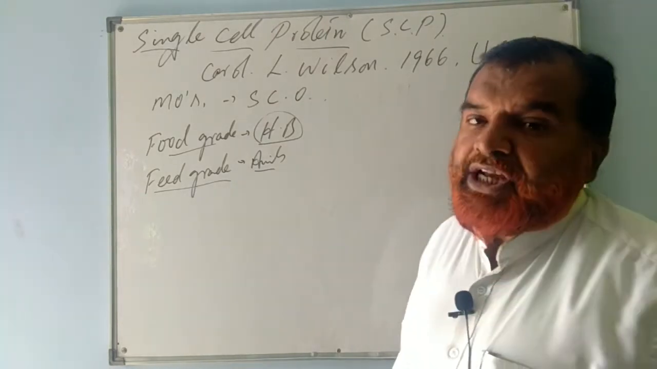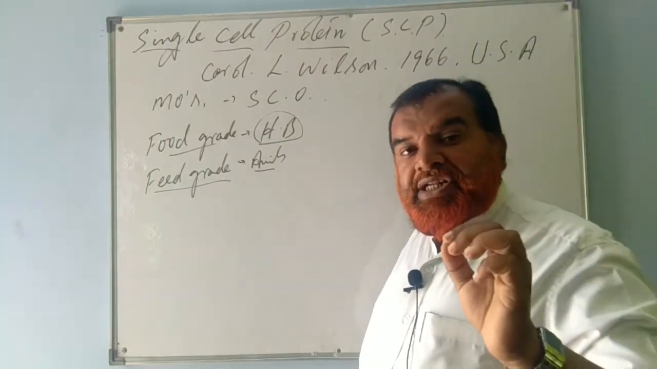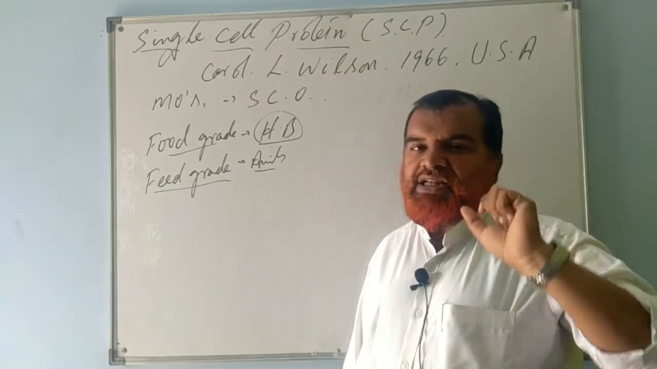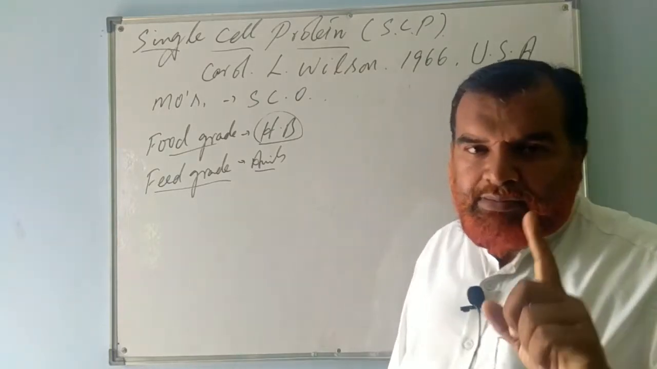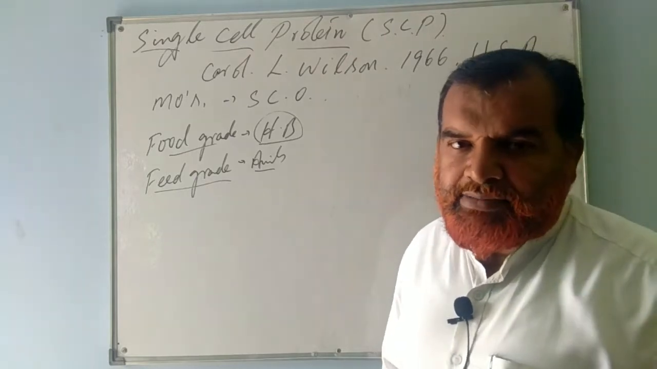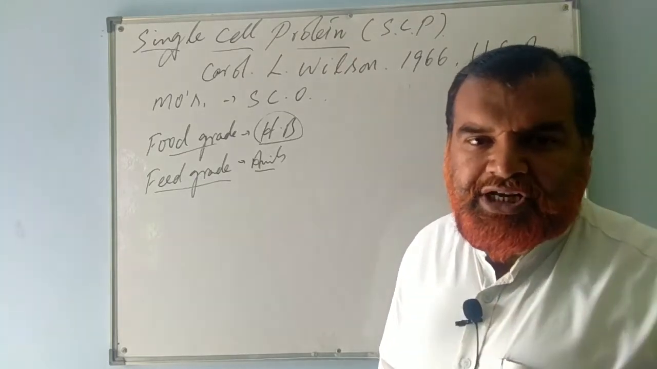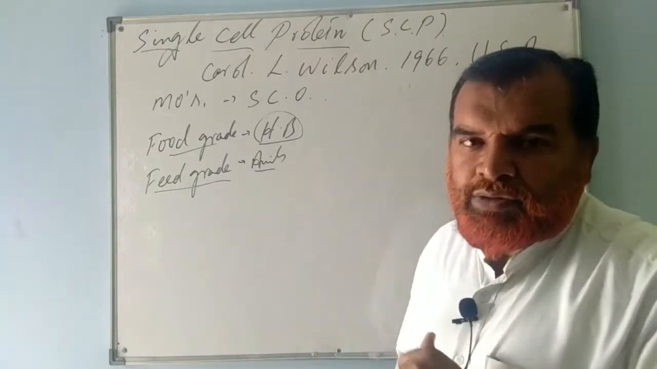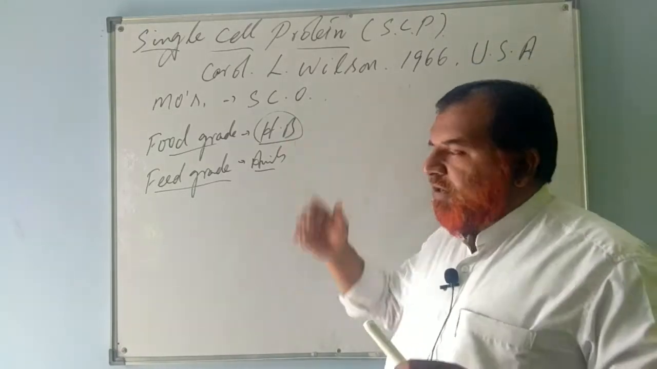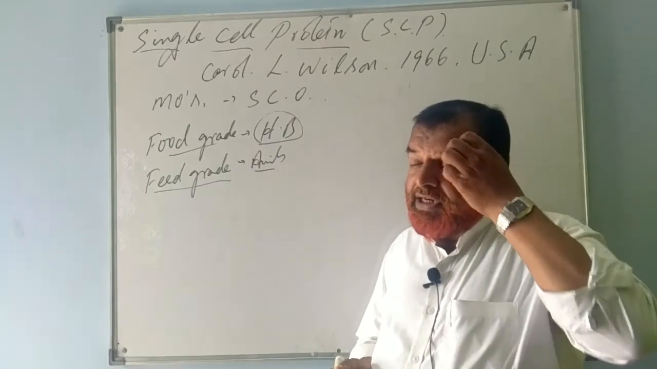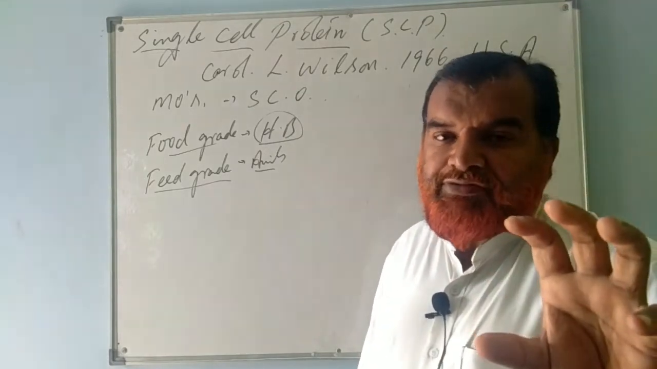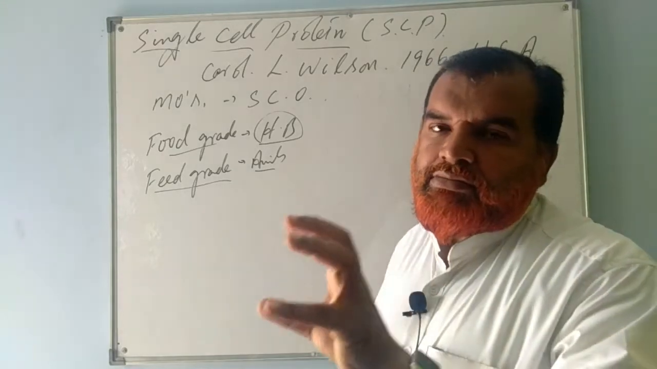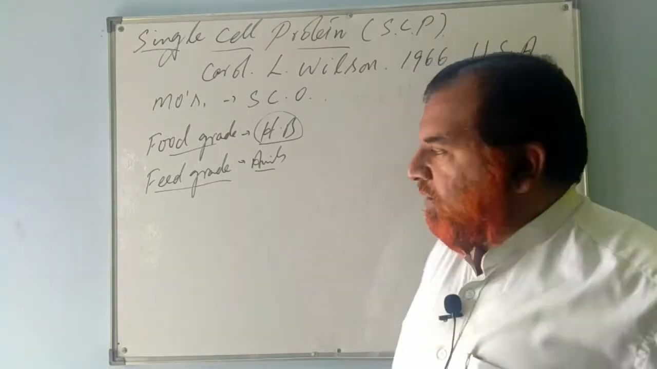The process of production of proteins on a large scale by using microorganisms is called single cell protein. It can be asked for one mark for a definition in your final exam. Define single cell protein. Name two bacteria or two microorganisms that produce single cell protein. Now I am going to give you examples of the organisms that produce single cell protein. The process of production of protein on a large scale from microorganisms is called single cell protein.